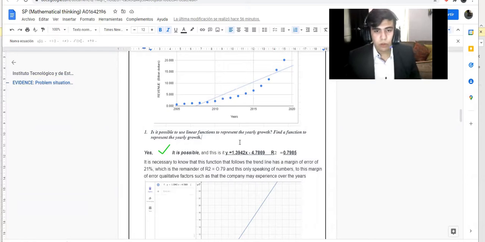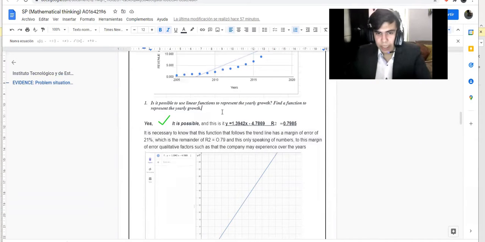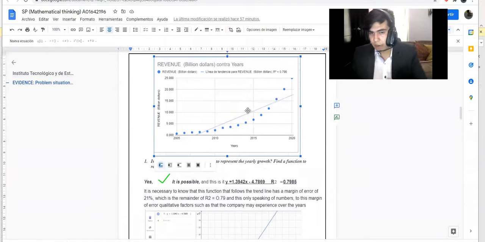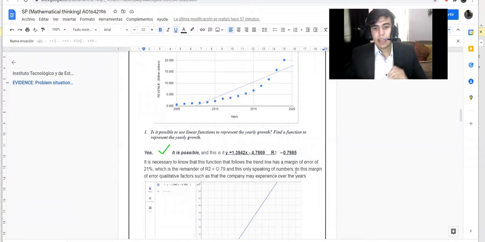Is it possible to use linear functions to represent the yearly growth? Find a function to represent this yearly growth. The answer to this question is yes, it is possible. And the function for this, using the trend line of this graphic, is this: y equals 1.3942x minus 4.7869.